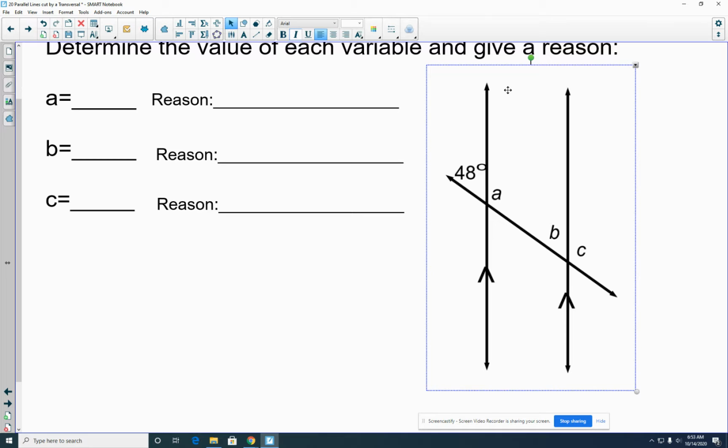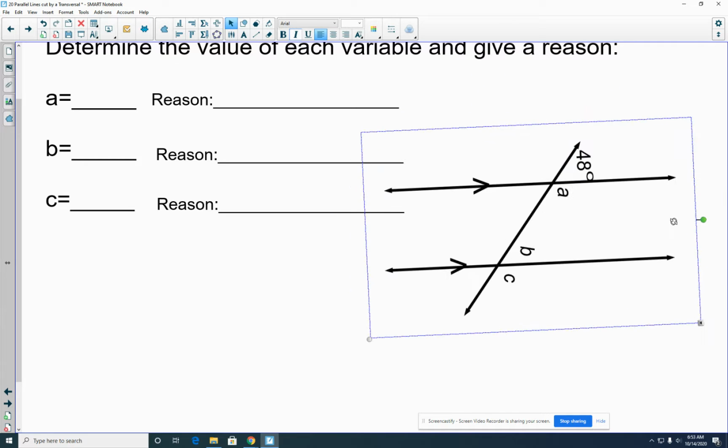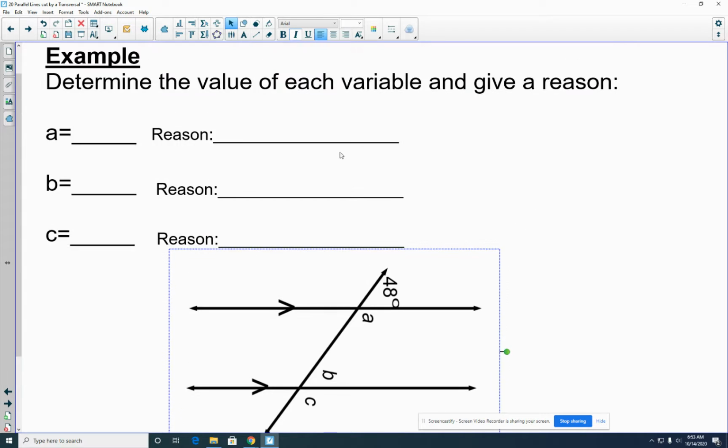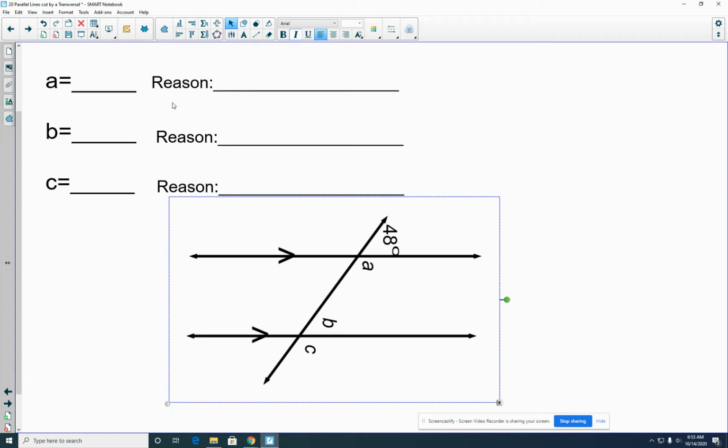Now for this, right off the bat, I like to look at my parallel lines like this, just the way I prefer to look at things. And right away, we're going to determine the value of each variable here. There's A, B, and C. But I really want to work on corresponding angles.